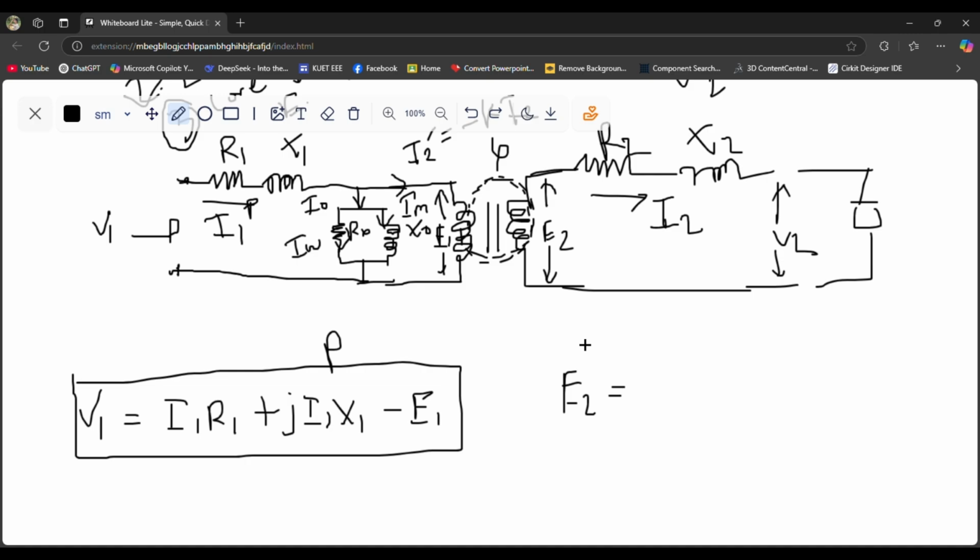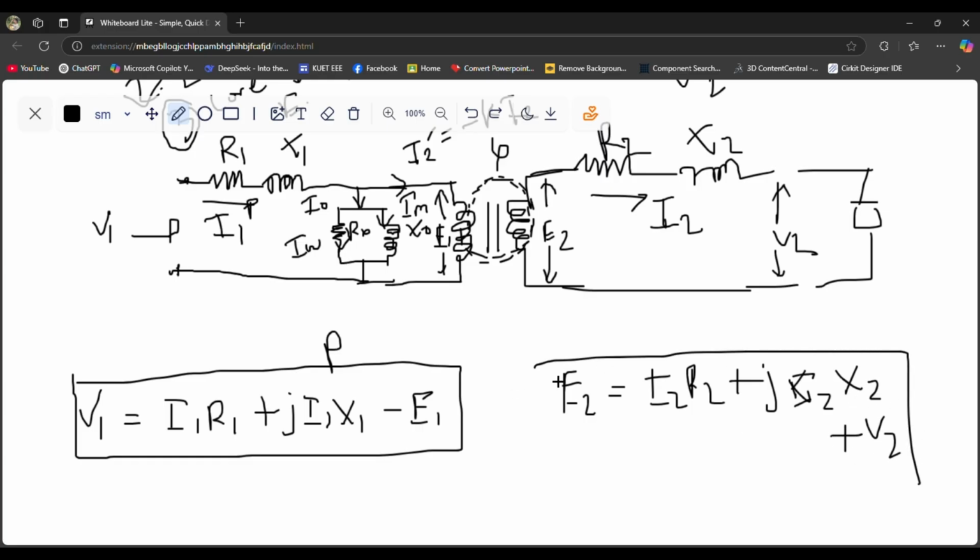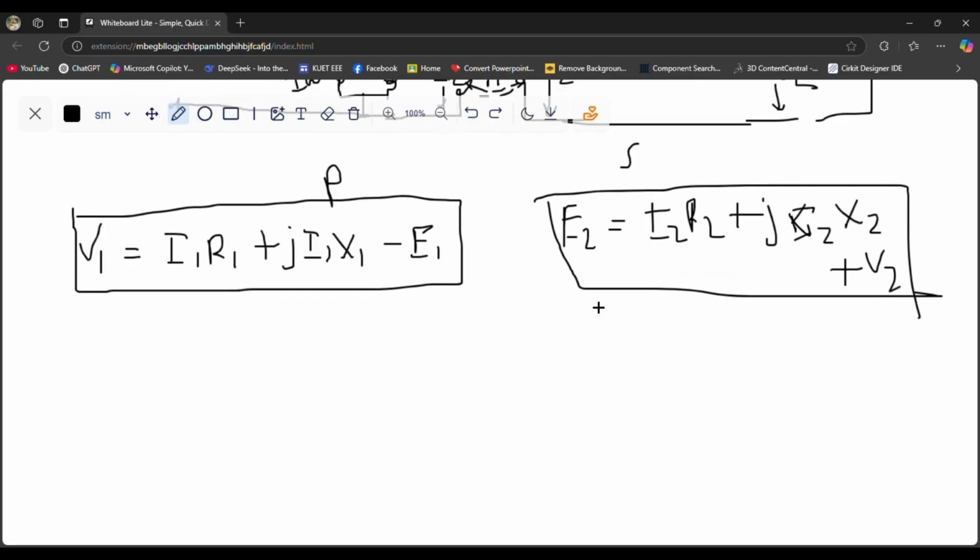So this is the secondary side circuit diagram, and if we write the voltage equation in KVL, then we have to write that E2 is equal to I2 R2 plus j I2 X2 plus V2. Very much simple. So we have done the part of the secondary side. Now it's time to draw the vector diagram.